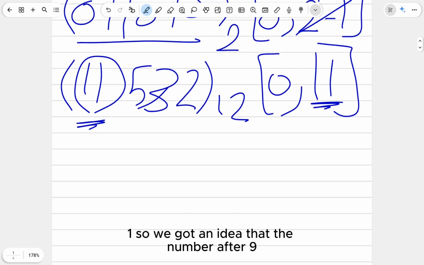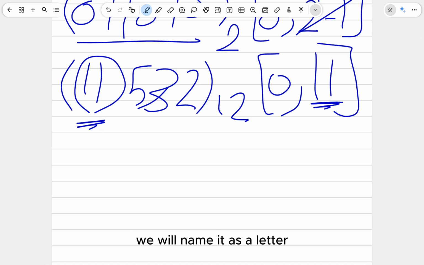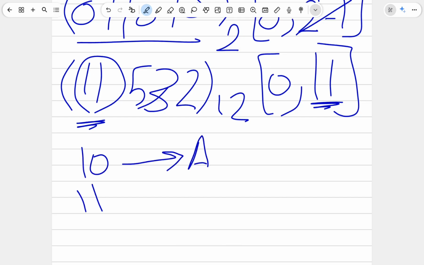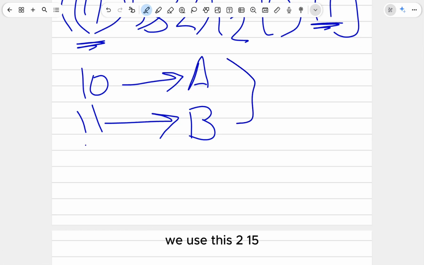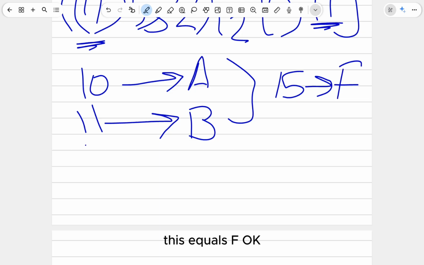So we got an idea that the numbers after 9 we will name as letters, not numbers. So 10 is A, 11 is B, and so on. So in base 16, the hexadecimal numbering system, we use this: 15 equals F.